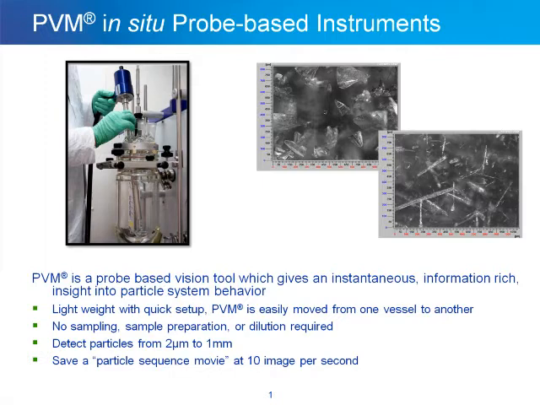On the right-hand side, we see PVM images taken from highly concentrated, opaque, or translucent slurries in real time. And as you can see, we have a probe-based instrument, so no sampling, sample preparation, or dilution is required. And all these images are acquired in real time. The detection of the particles ranges from 2 microns to a millimeter. And we can save a movie sequence as fast as 10 images per second. And this is all done in real time with no sampling.